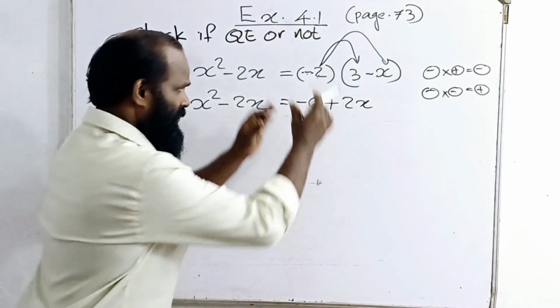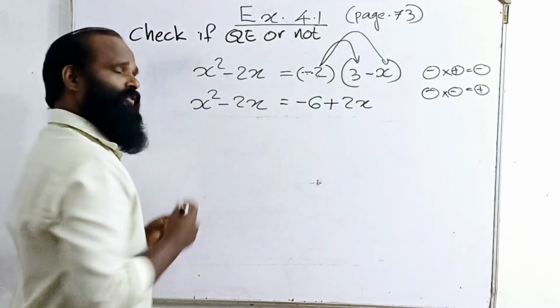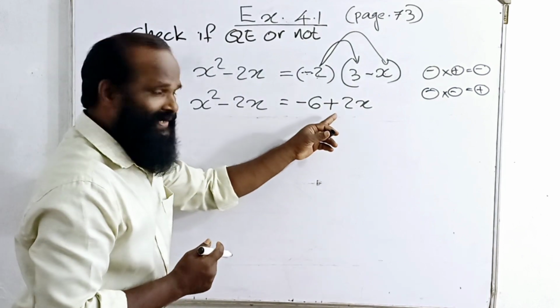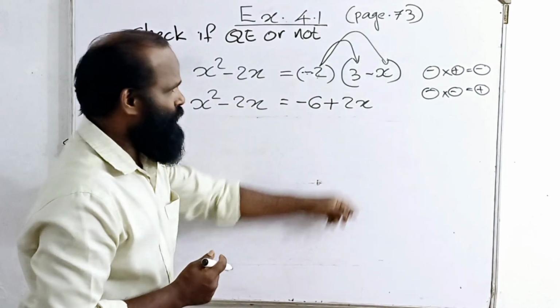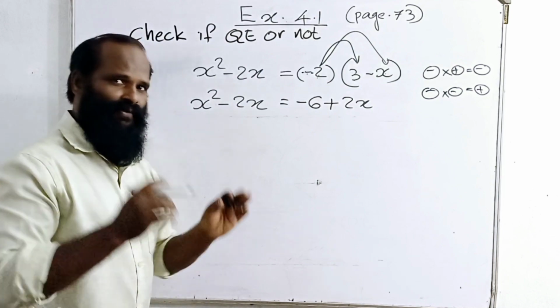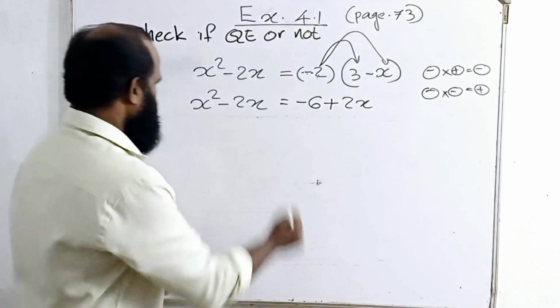Time to bring everything from RHS to LHS. Why? In order to make the right hand side 0. Because the standard form has the right hand side 0. X square.